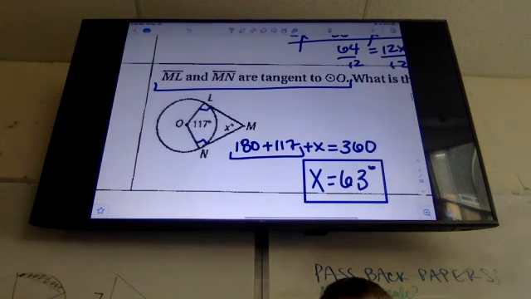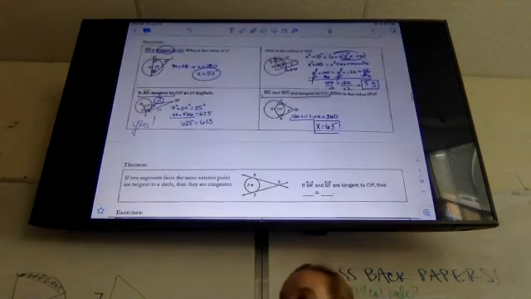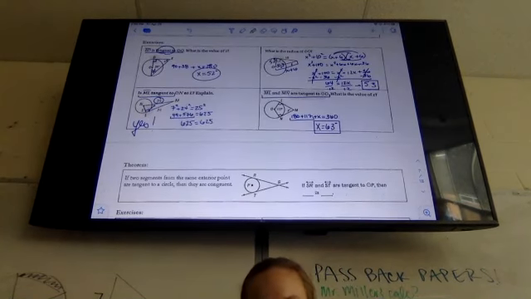Because it tells me that they're tangent. Tangent means right angle. Tangent means 90 degrees.